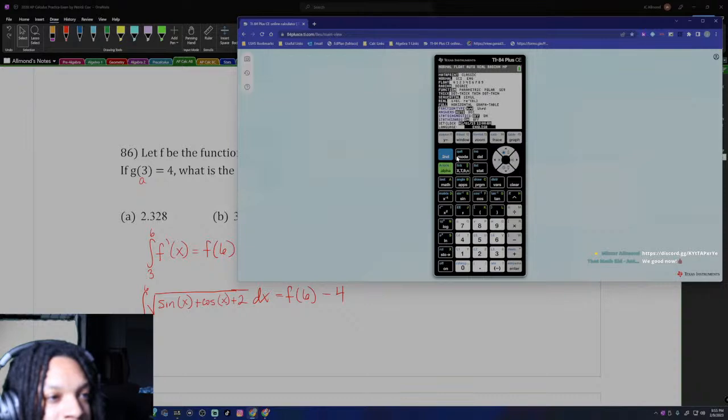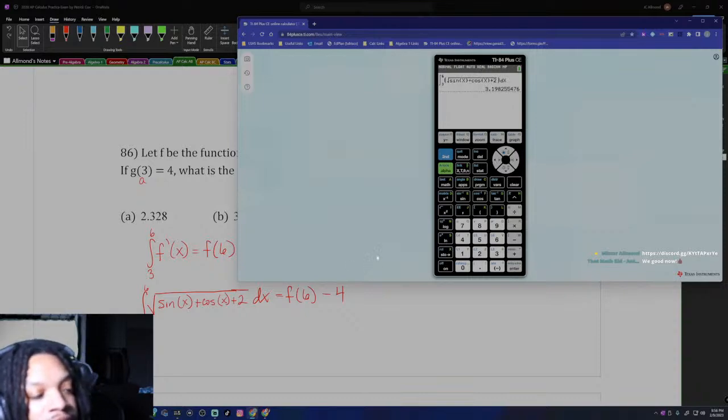Am I in radian mode? Yes. The square root of sine of x plus cosine of x plus 2 dx. 3.198255476. Okay, so to get f of x, not f of x, I'll be talking too fast.